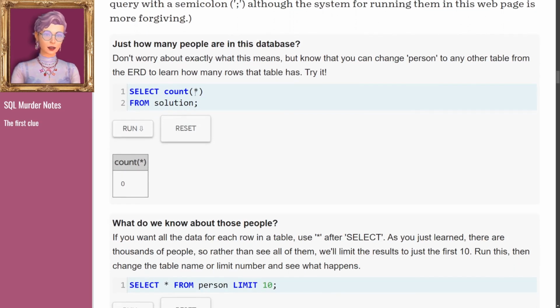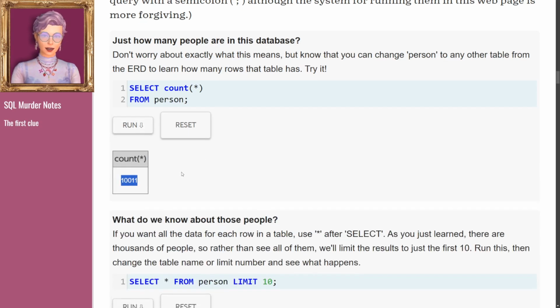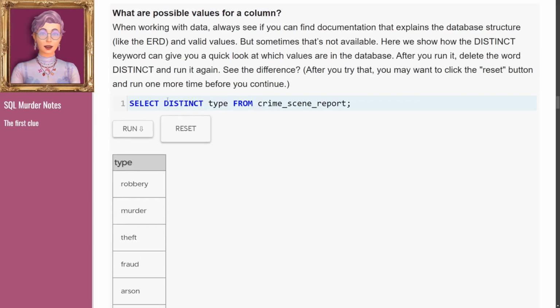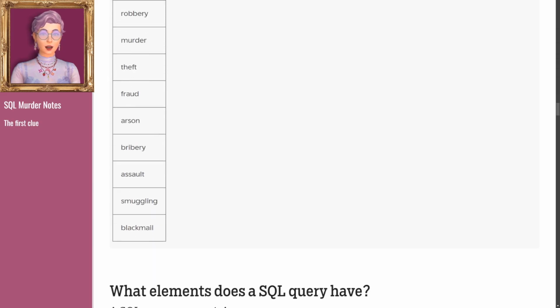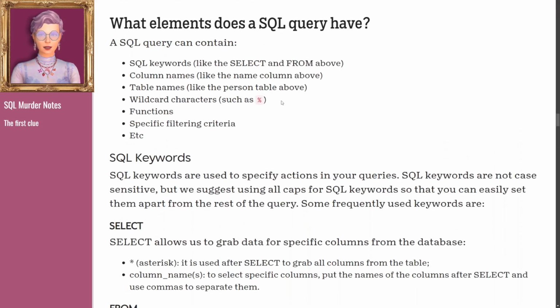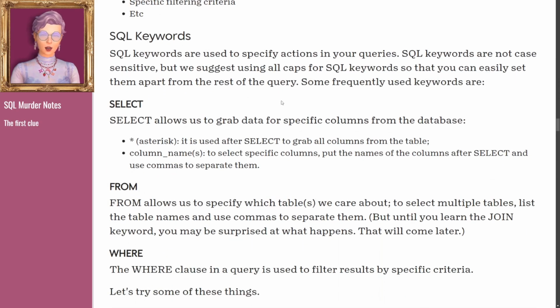So for example, if we want to know how many people are in this database in the person table, we know it's about 10,000. We know their ID, which is unique for all of them, their name, their driver's license number, I assume, their address, and their social security number. Note that these are fake. These are fake social security numbers. No one be weird. And then we can see what different types of crimes are reported in our crime scene report database. And then it goes into more details about SQL here, but I think that we'll get into it more as we continue.